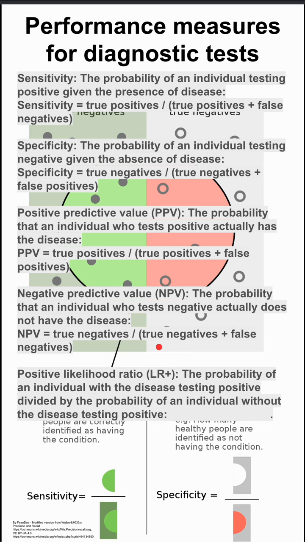The positive likelihood ratio, this is the probability of an individual with the disease testing positive divided by the probability of an individual without the disease testing positive. So, an easy way to compute this is sensitivity divided by 1 minus the specificity.